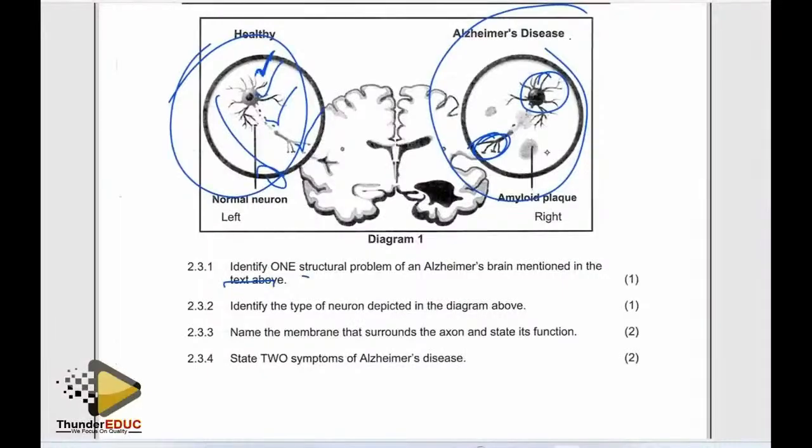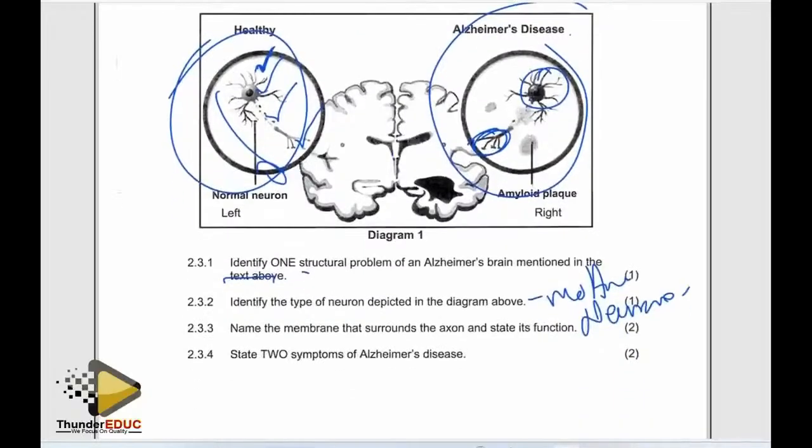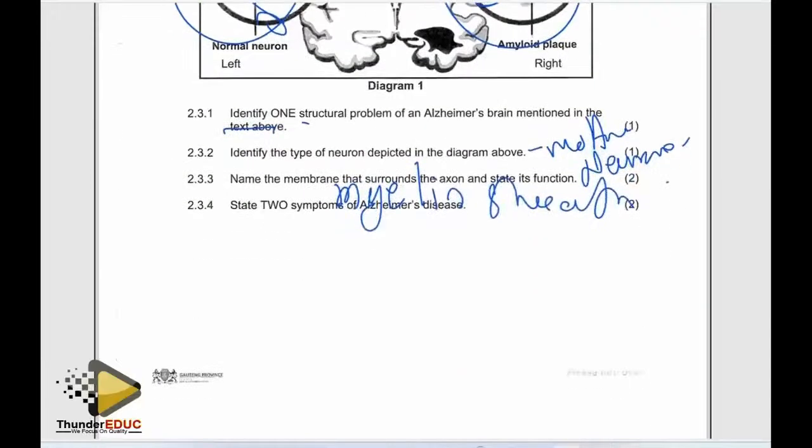Identify the type of neuron depicted. So it is a motor neuron. Name the membrane that surrounds the axon and state its function. Which membrane surrounds the axon? It is the myelin sheath. I hope you wrote the correct spelling.